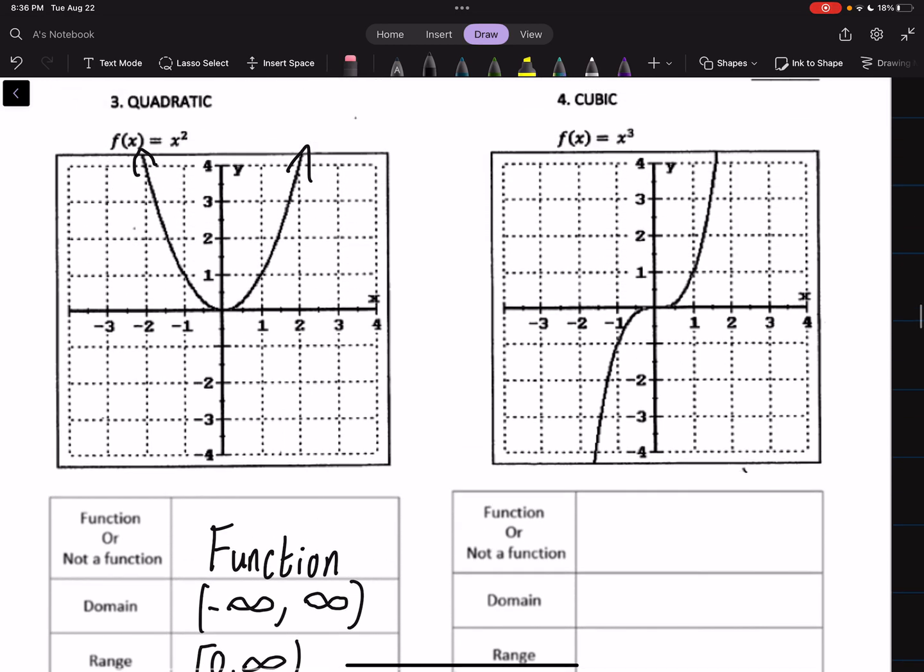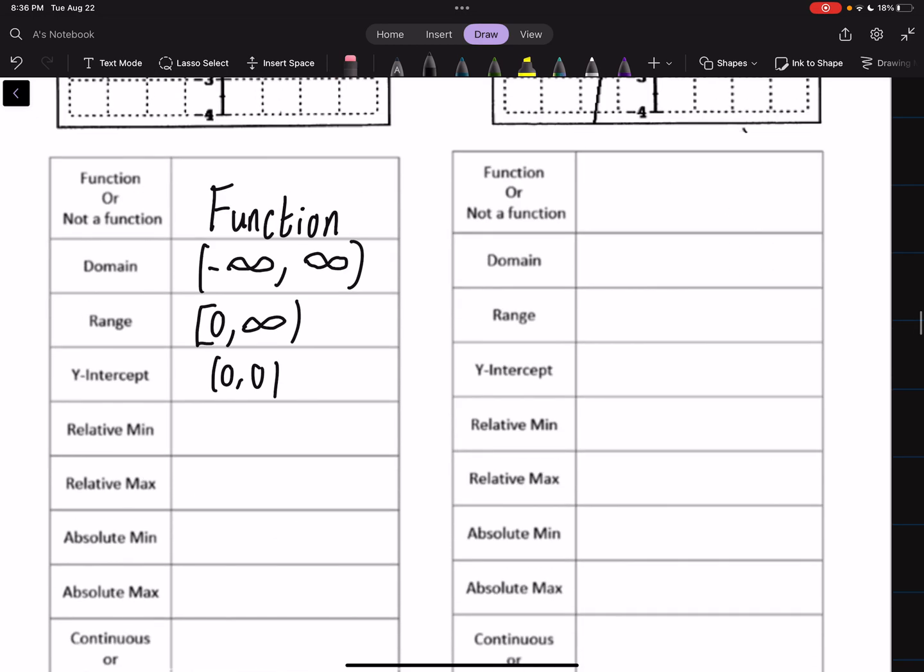Alright, this one does have a relative minimum, and that is at 0. It does not have a max. It does also have an absolute minimum of 0.